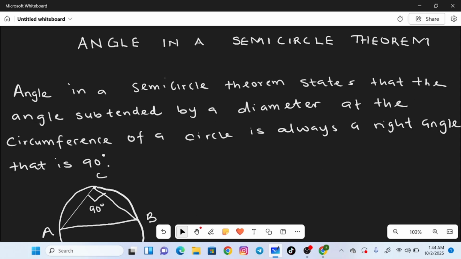So to wrap up, the angle in a semicircle is always 90 degrees. That means any triangle drawn in a semicircle is always right angled.